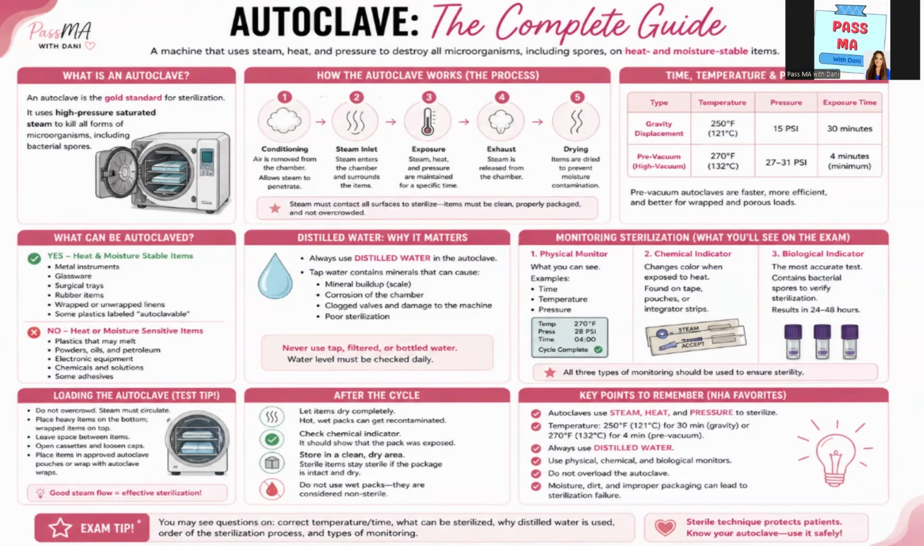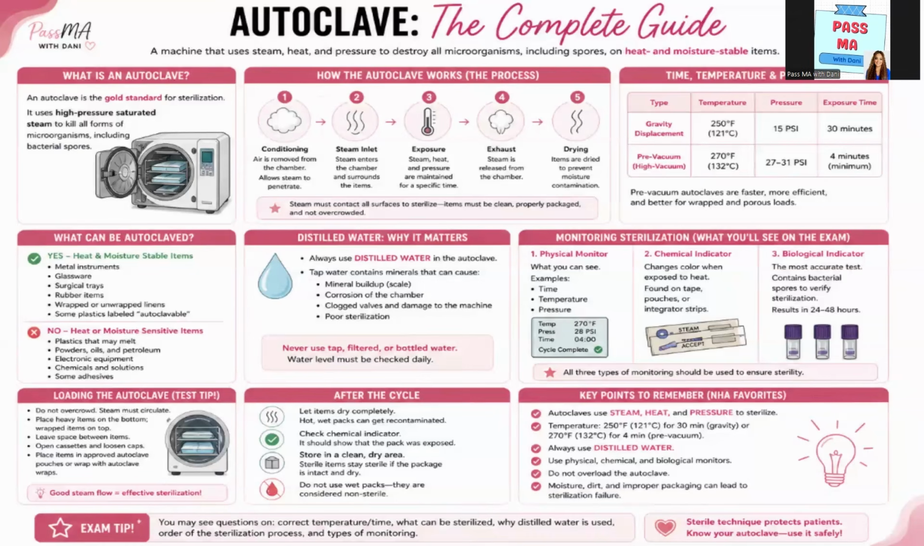This combination is what's going to allow it to fully penetrate materials and kill all microorganisms completely. Now let's go ahead and walk through the process so it actually makes sense. The first step is going to be to remove the air from the chamber. This is important because steam needs to fully surround the item to be effective. So next, the steam actually enters the chamber and it does begin to circulate.